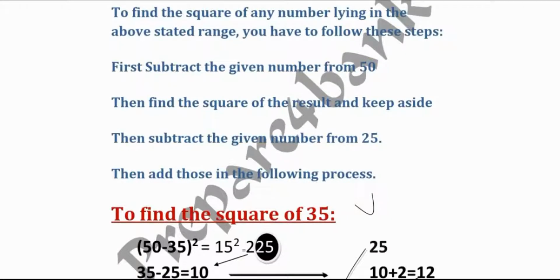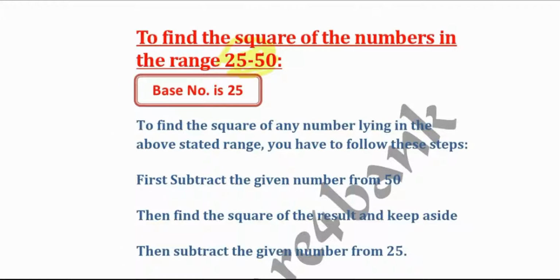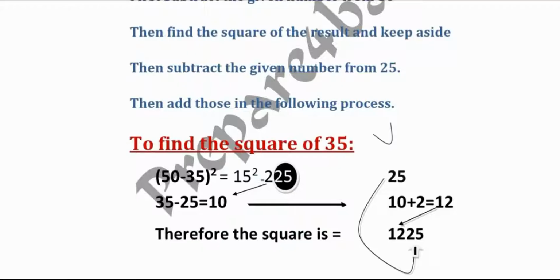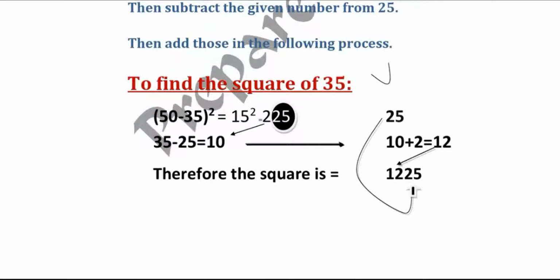So we proceed further. I will take a number and show you. The first range is 25 to 50. Here we have to take the base number as 25. What is a base number? I will discuss it later. To find the square of 35, we have to subtract the number from 50 and then find the square of the result. If we subtract 35 from 50, we get 15, and the square of 15 is 225. We have to keep this 25 alongside.